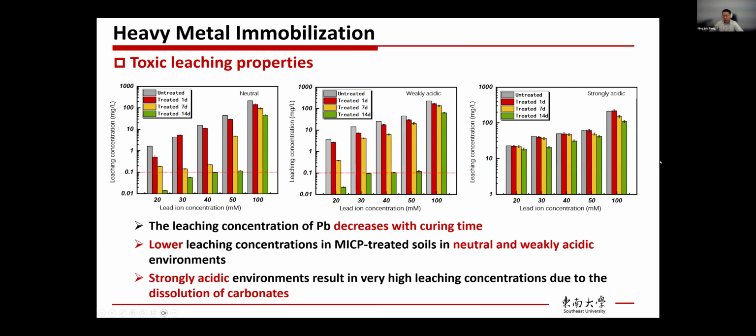But unfortunately, for the strongly acidic case, here we use acid of pH 2 to do the leaching. Unfortunately, in all cases, they cannot meet the regulatory requirement. So it means that if we want to use it in the field, we have to be very careful about the groundwater condition. If it's acidic, then we have to do special protection.